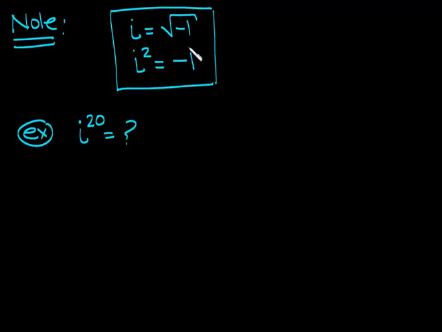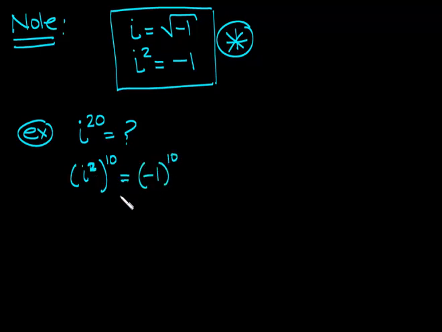Well, since these are the only two i values we know, we need to utilize those. So let's be a little bit creative. 20 is an even number, so I can maybe write it as i raised to 2 raised to 10, because 2 times 10 is 20 using the exponent property. And then what is i squared? i squared is minus 1, raised to 10. Any negative number raised to an even power is always a positive number, so we get just 1. So you multiply negative 1 ten times, you get 1.